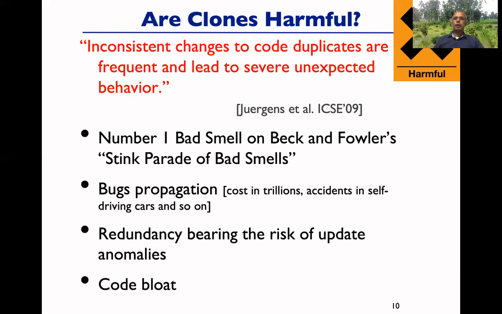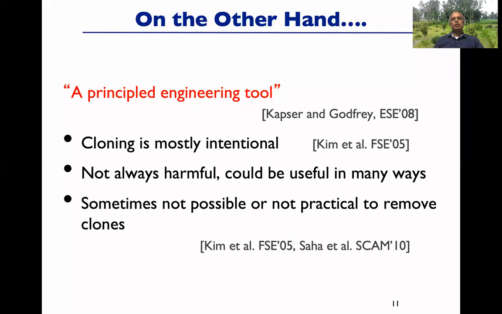And think about another example. If you have a bug in a code fragment, and that code fragment is being copied and pasted over and over to different places of the software system, that means you are actually propagating the bug, right? And that could cost trillions. Accidents could happen, like with self-driving cars and so on, right? So there are a lot of issues with clones if you have similar fragments of code in software systems.